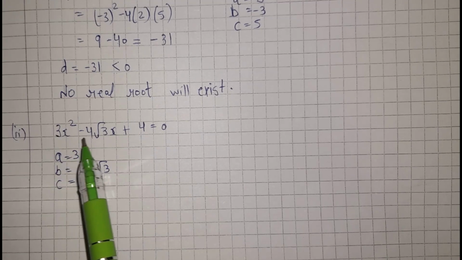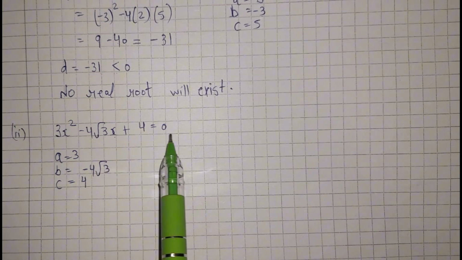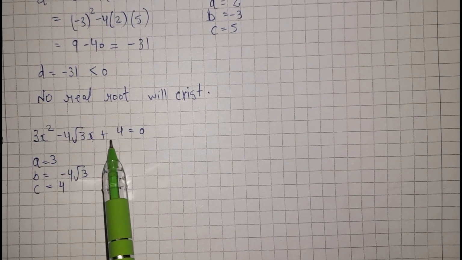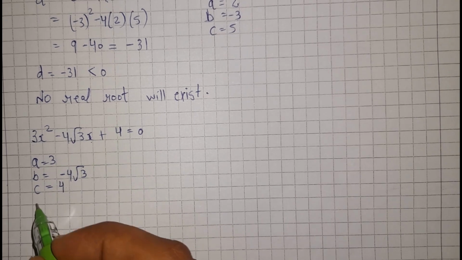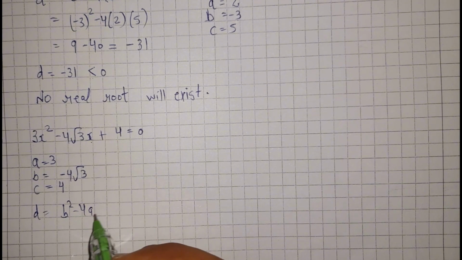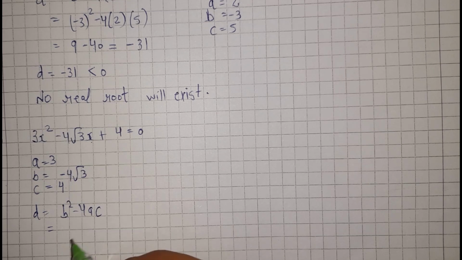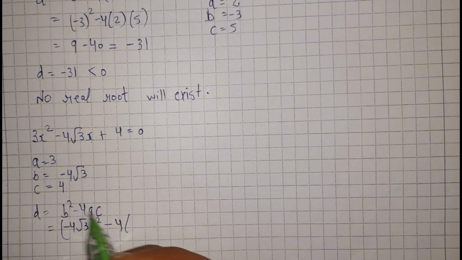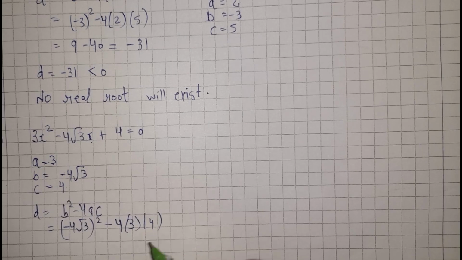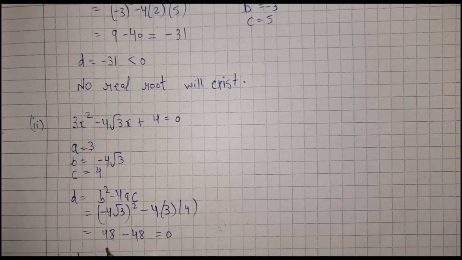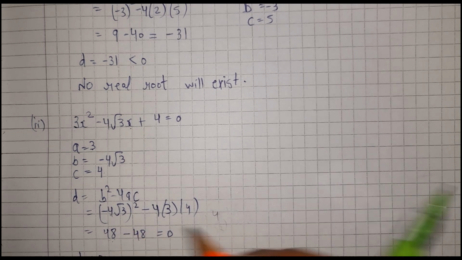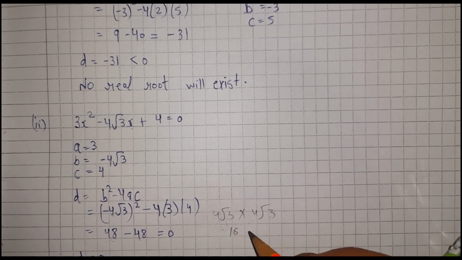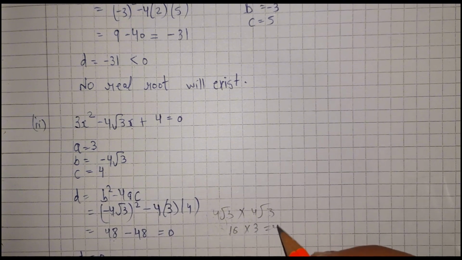Second part, 3x² - 4√3x + 4 = 0. Here a = 3, b = -4√3 and c = 4. So the discriminant = b² - 4ac, that is (-4√3)² - 4 × a × c, that is 3 × 4. Now (-4√3)² = 48, because 4√3 × 4√3: 4 × 4 = 16, √3 × √3 = 3. So 16 × 3 = 48.